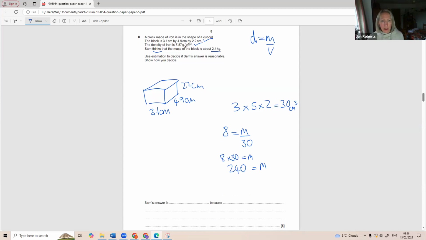Because this density was in grams per centimetres cubed, this is centimetres cubed, so this has got to be grams. Okay, so we need to convert this into kilograms. Divide it by 1,000. And 240 divided by 1,000 is 0.24. I could put a 0 on the end, it doesn't matter, kilograms. So Sam is incorrect, because the mass is 0.24 kilograms.